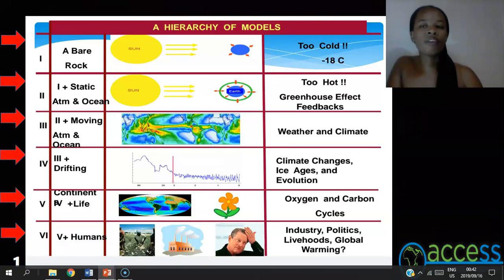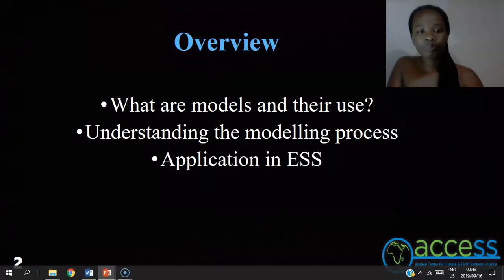We have this hierarchy of models that we use in HPW to explain to you guys why planet Earth is so habitable out of all the planets that we have. And today's code talk fits everywhere in this hierarchy of models.